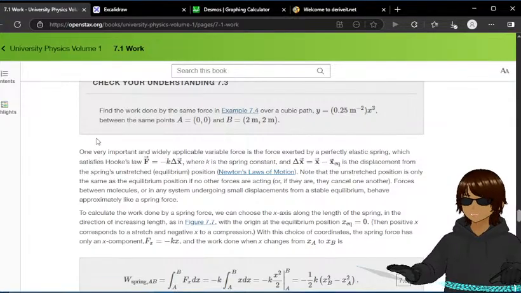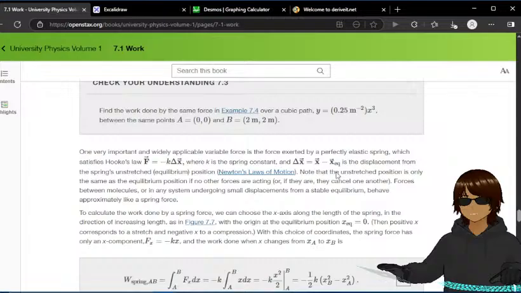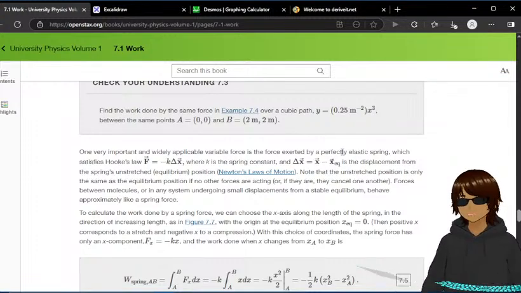One very important and widely applicable variable force is the force exerted by a perfectly elastic spring. It satisfies Hooke's law: F is equal to minus k delta x, where k is the spring constant. Delta x is x minus x equilibrium, the displacement from the spring's unstretched equilibrium position. Note that the unstretched position is only the same as the equilibrium position if no other forces are acting on it. Forces between molecules or in a system undergoing small displacement from a stable equilibrium behave approximately like a spring force.